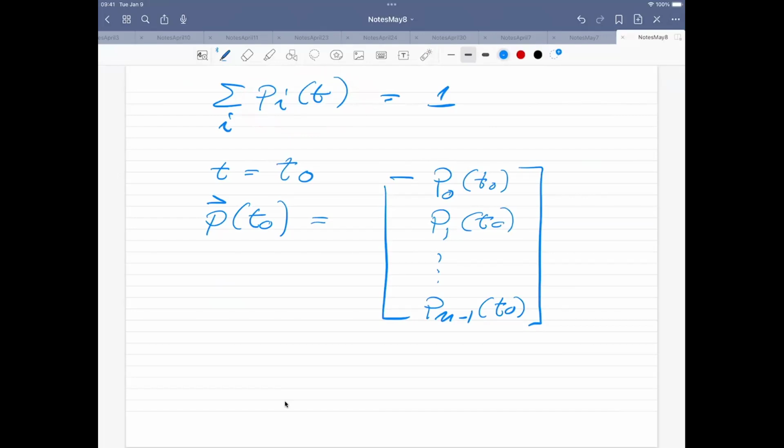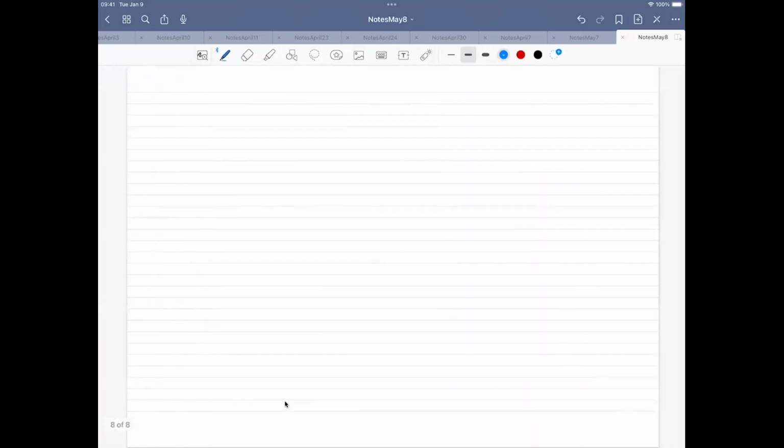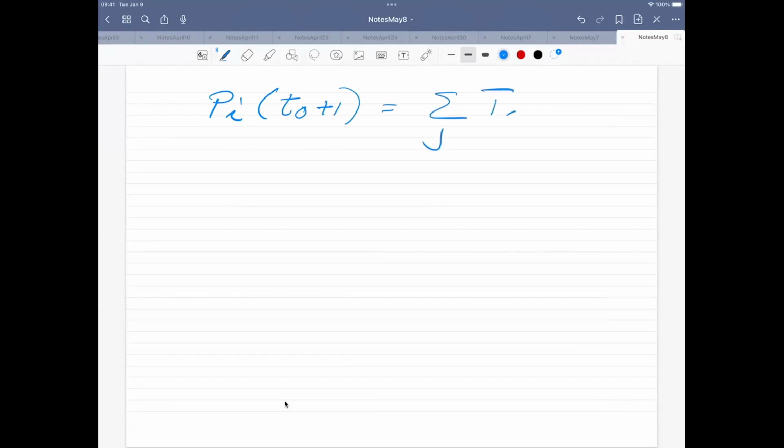So the typical situation which we end up with, if we now look at the probability at a given time, is that this P of i, which we put up here, at a time t, which you can write as a time t0 plus 1, is now given by the sum, and then we have this mystical matrix multiplied with P of j of t0.